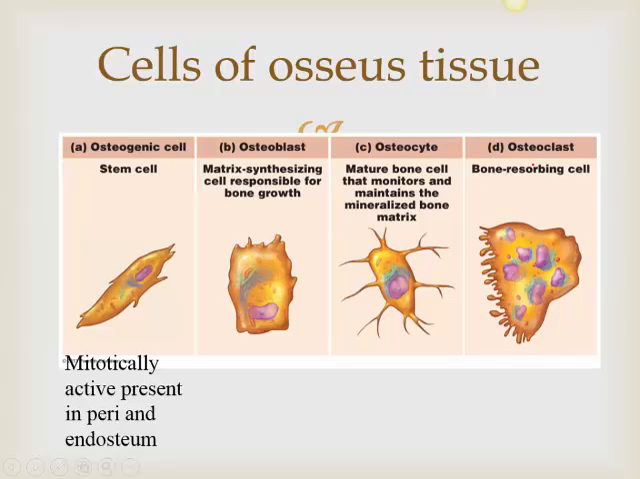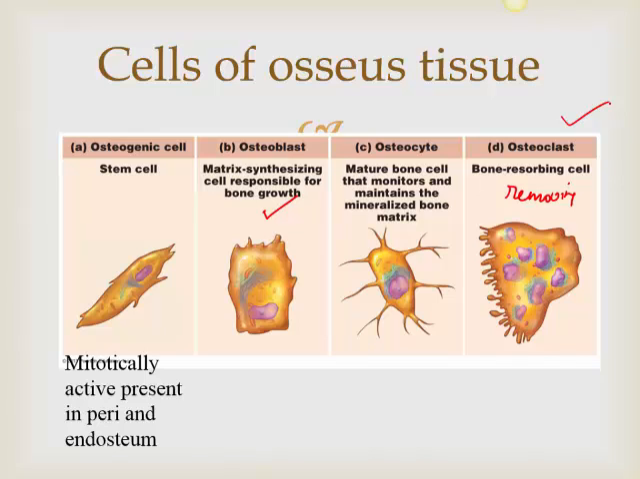So this fourth type of cell is an osteoclast, which is a cell which removes bone. Bone resorbing means bone removal. So bone is laid down by osteoblasts, it's removed by osteoclasts. And during life, bone is deposited and removed at the same time.